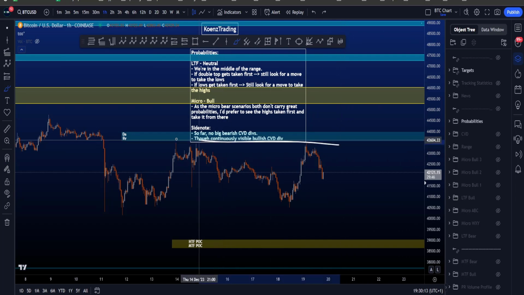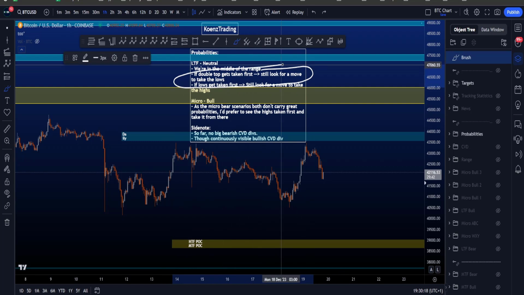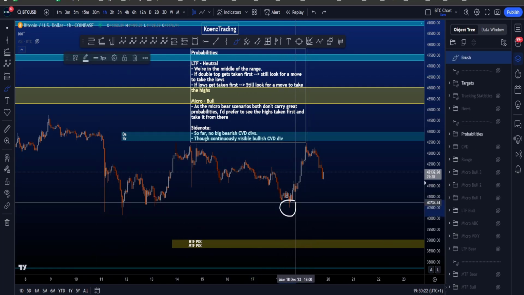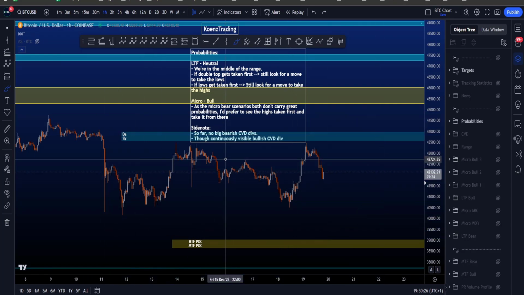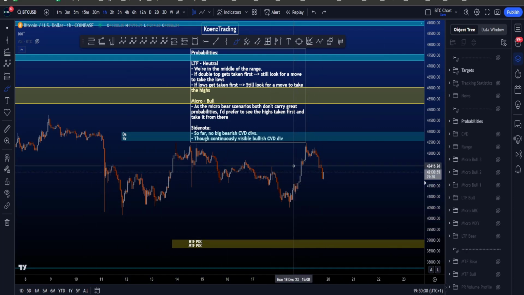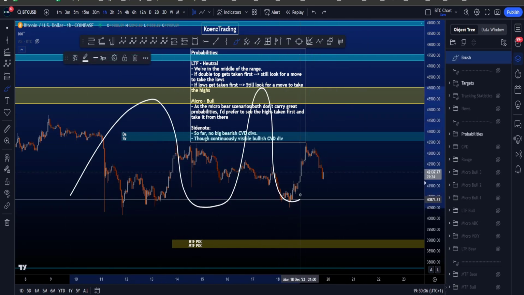But if the highs over here get taken first, then I'm still looking for price to move to the downside to take the lows over here at a later stage, because of the 886 touch here as well and the corrective price action we have, the nature at the moment. If the lows over here would get taken first, then I'm still looking for a move towards the upside to then take the highs. So basically continue ranging.